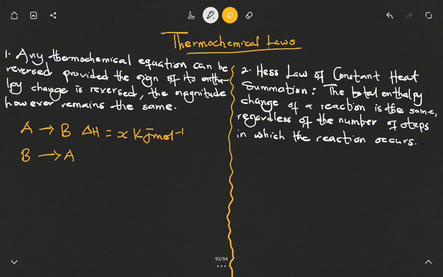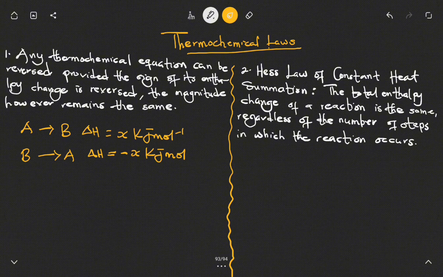This is allowed. However, you should also remember to change the sign of the enthalpy change. So if this was positive, because we are reversing this equation, it should become negative X kilojoules per mole. So you notice that the magnitude of the enthalpy change is the same. However, the sign has changed.